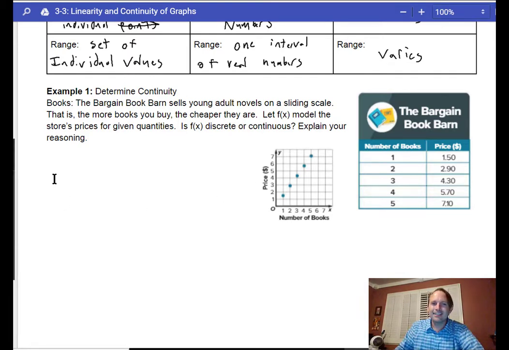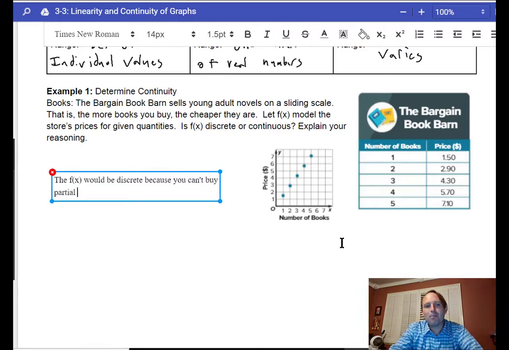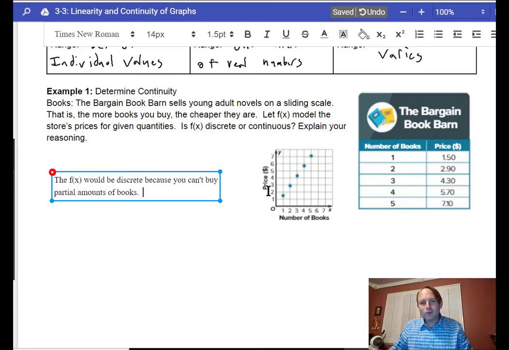Okay. I would say the function f of x, that's the function, would be discrete because you can't buy partial amounts of books. Like, sure, one book is $1.50, 2 books are $2.90. You can't buy 1.5 books. That's not right. There's a set interval amount for the books. So that's not going to work out. All right, let's go on.